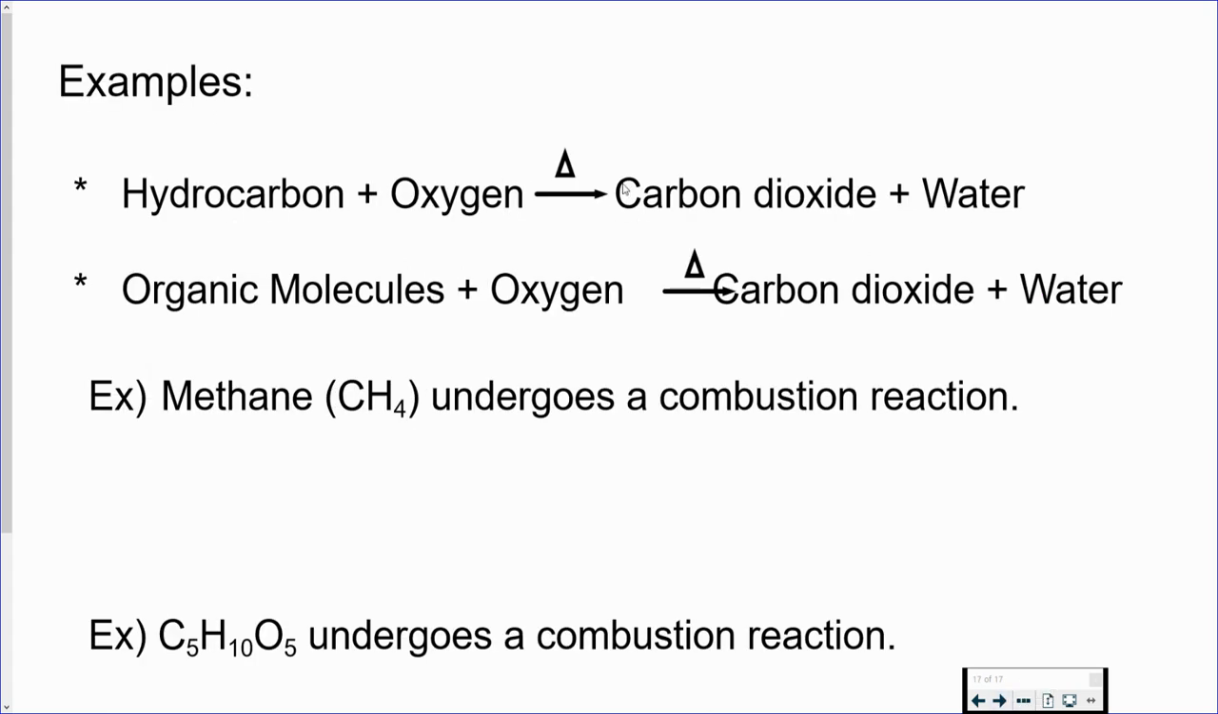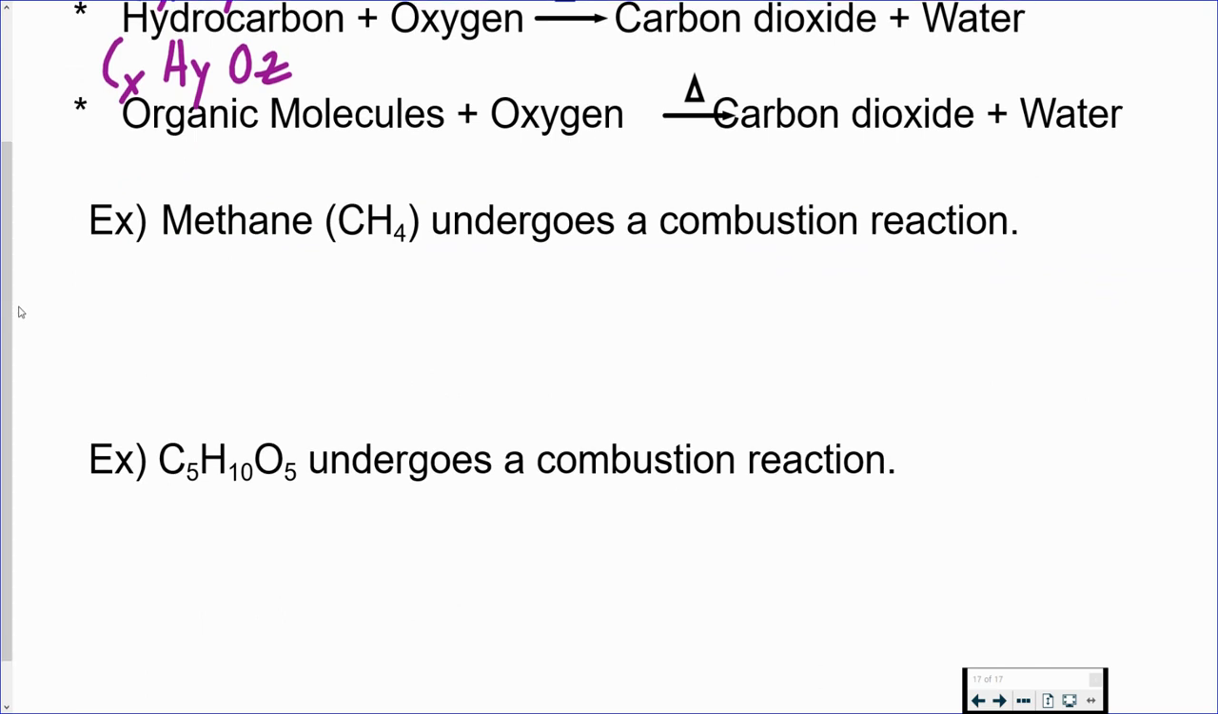So a hydrocarbon, the example of this would be like CxHy. It's going to have carbons and hydrogens, and then it'll produce carbon dioxide and water. An organic molecule can have oxygen, so therefore it's CxHyOz. So we're going to run through one example of each with you, and we'll see how you do.